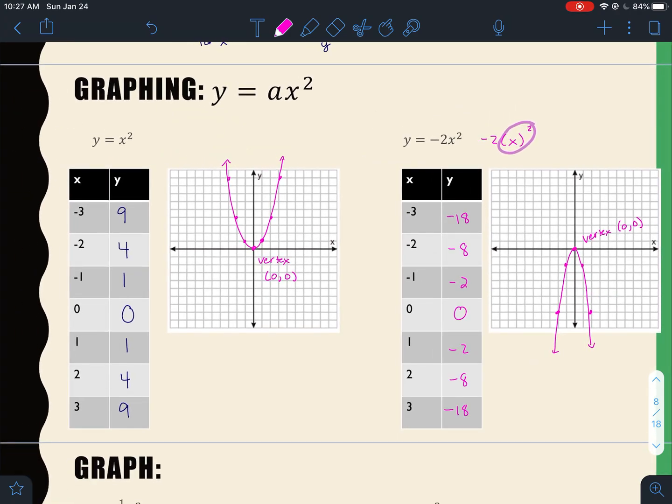So what are some differences in the two equations? Well, in this equation, I have y equals 1x squared.